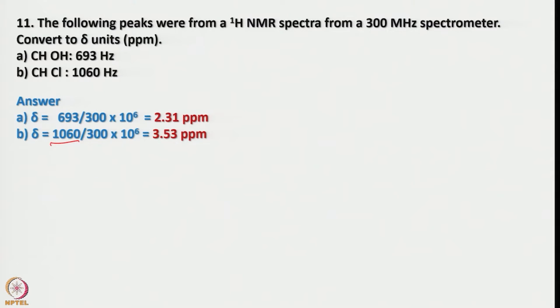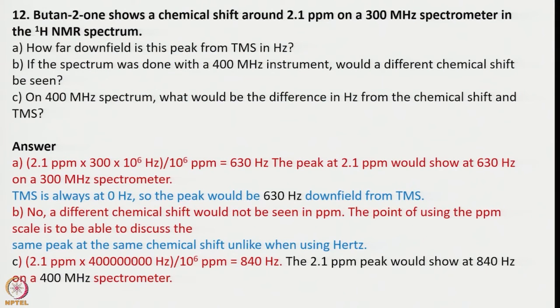So that means in a 1H NMR spectrum recorded at 300 megahertz, CHOH appears at 2.31, whereas CHCl appears at 3.53 ppm. You should remember that the chemical shift value in ppm doesn't change with the field strength. Whether I take 500, 600, or 700, it still remains 2.31. The corresponding chemical shift in hertz increases, but once you take the ratio, it is independent. That's the reason we always represent chemical shift in ppm, to avoid confusion and minimize complexity. Okay, now let's look into another interesting example.